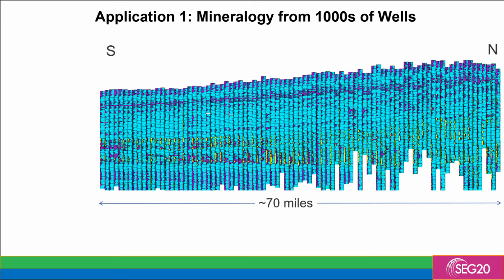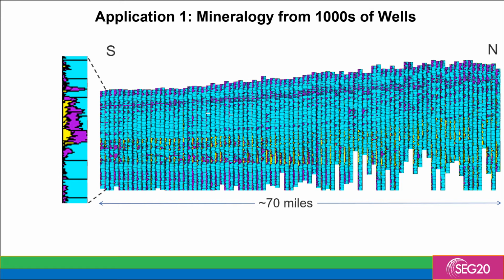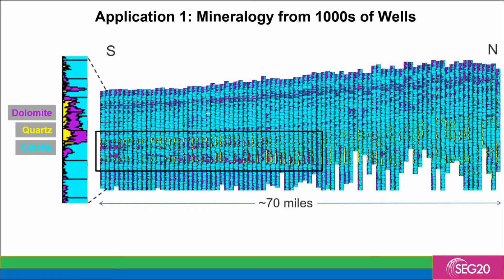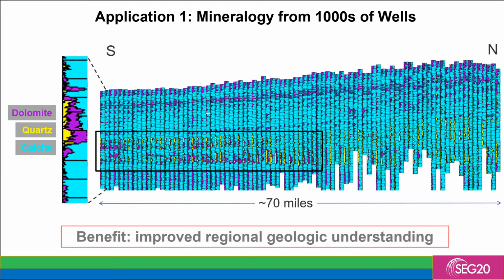Here is the mineralogy along the red cross-section. Each track in this figure represents a solid part of the rock, which consists of dolomite, quartz, and calcite. Although calcite is a dominant lithology, we can see regional variations in quartz and dolomite content across the region, with more quartz and calcite towards the center-south part of the basin. So, the benefit of this kind of result is that it helps improve our regional geologic understanding. Let's see now what changes we need to make to the approach to get faster solutions.